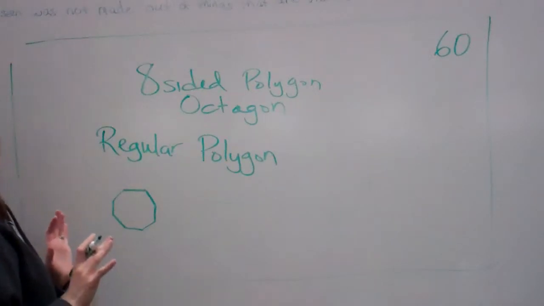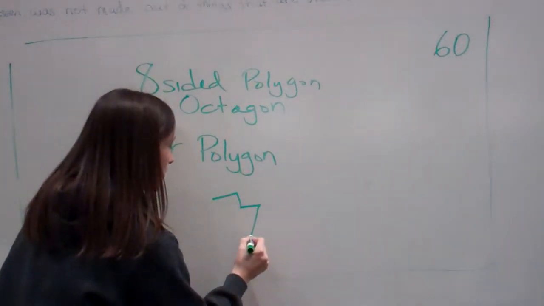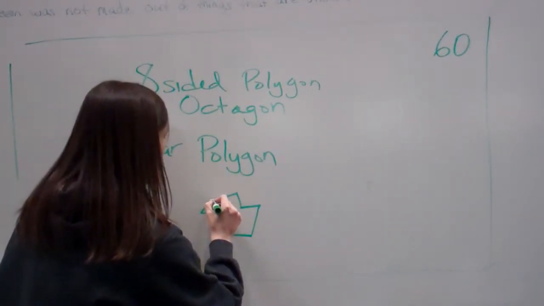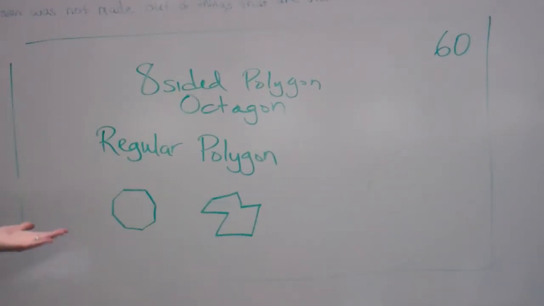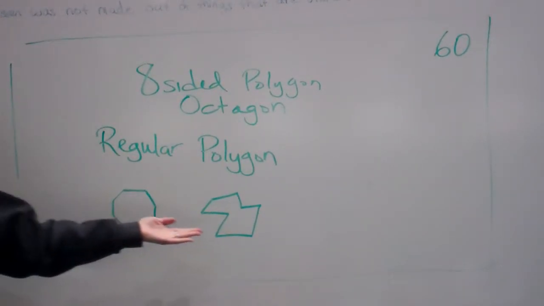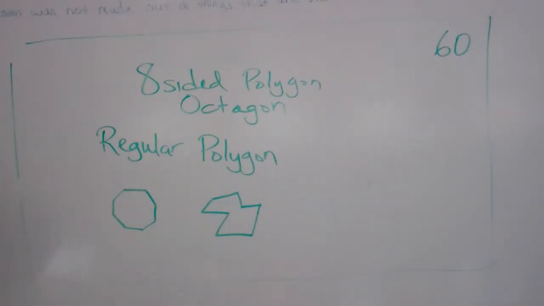Just pretend like that's perfection, okay? And then watch this. 1, 2, 3, 4, 5, 6, 7, 8. Believe it or not, these are both octagons. Why? Because they have 8 sides. This one's a funky one, and this one is a really perfect one, right?